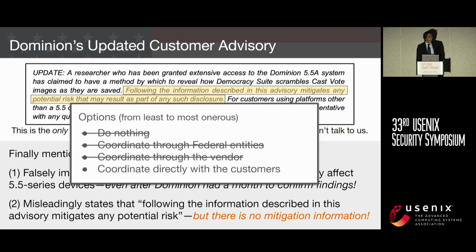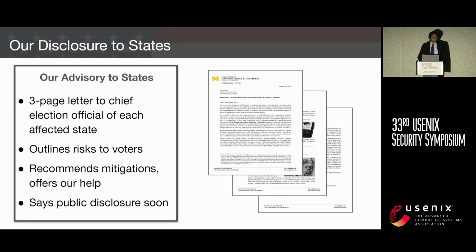So, we knew that it also wouldn't be fruitful to work with the vendor, which left disclosing directly to the affected customers ourselves. So we sent out a 3-page letter to the chief election official in each of the affected states. This described the risks to voters, said how we would recommend mitigating it, offered our help to do that, and said that we would be issuing a public disclosure soon. Now, some states engaged constructively with this disclosure and stopped releasing vulnerable data. Other states did not engage quite so well.